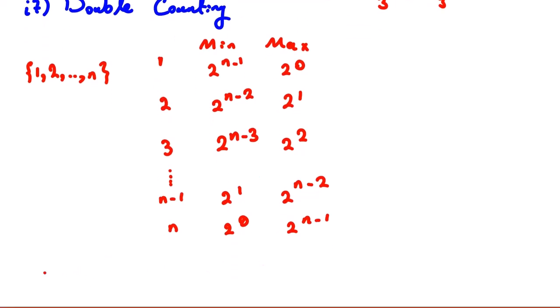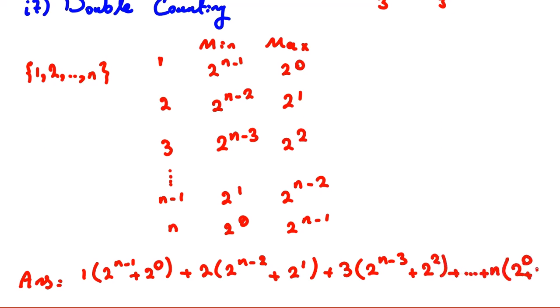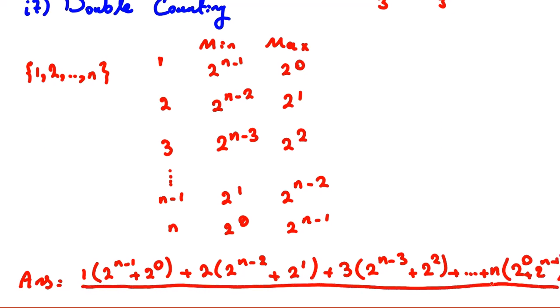Now, if you want to calculate the average, the answer equals 1 times (2 to the n minus 1 plus 2 to the 0), plus 2 times (2 to the n minus 2 plus 2 to the 1), plus 3 times (2 to the n minus 3 plus 2 squared), and so on, until the last part, n times (2 to the 0 plus 2 to the n minus 1). Because we should calculate the average, we divide all of this by 2 to the n minus 1, because it says non-empty subsets. Okay, try to simplify this part first on your own.